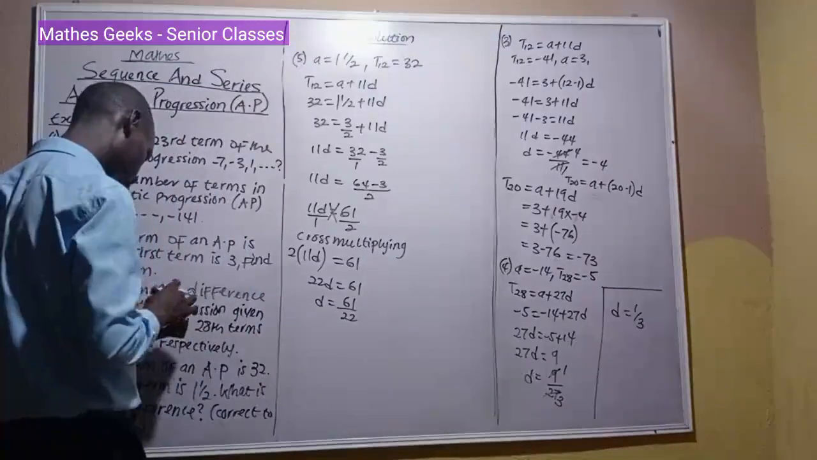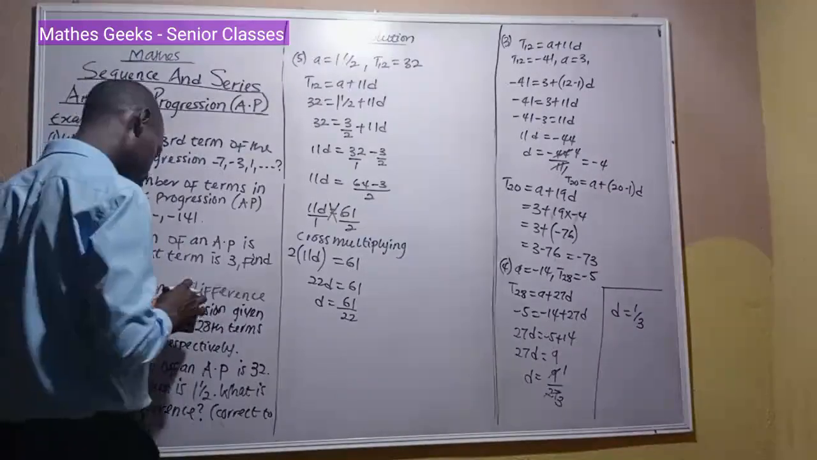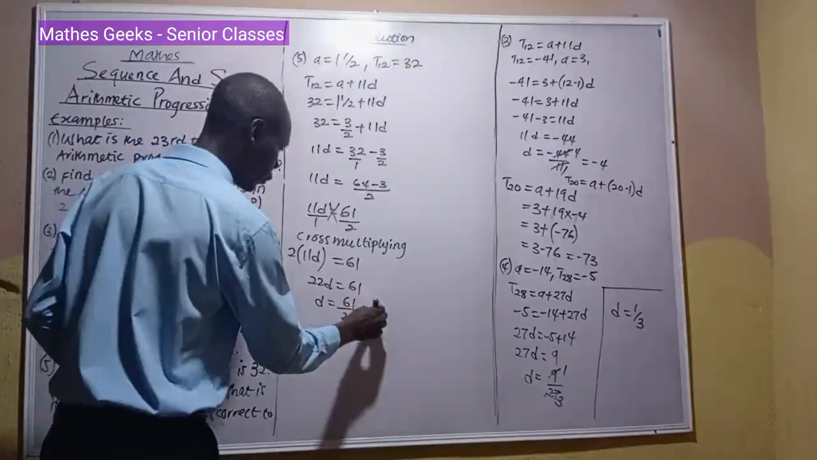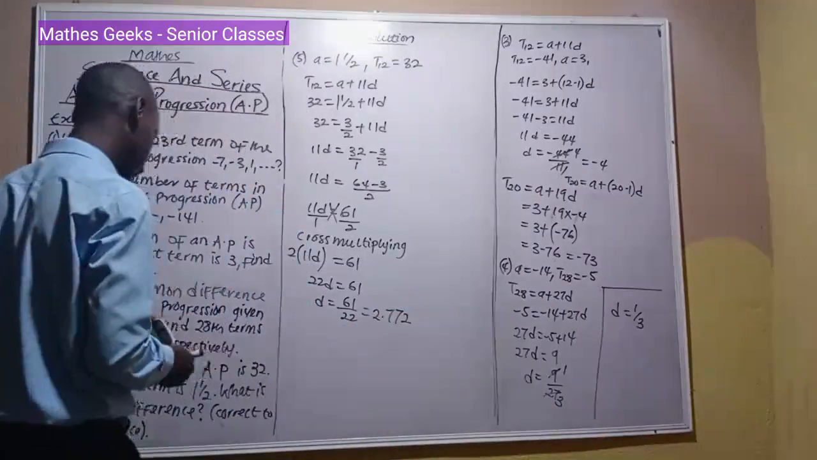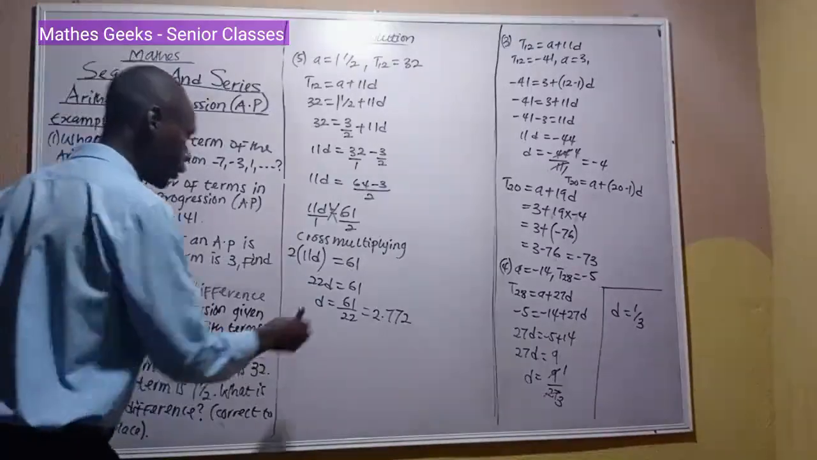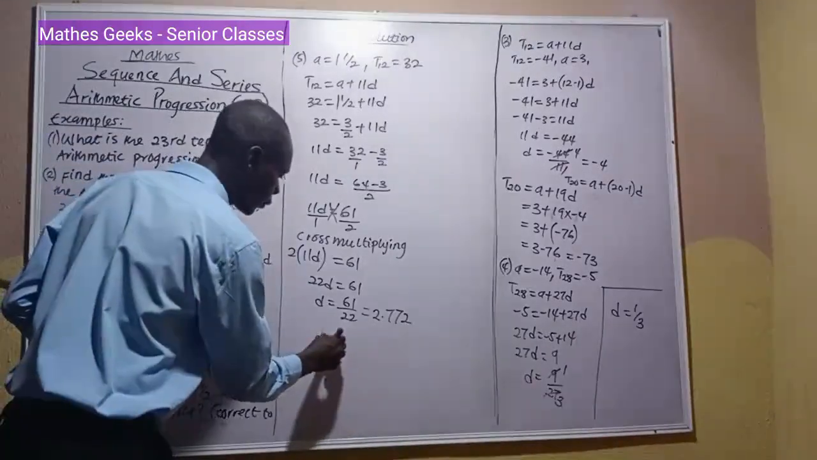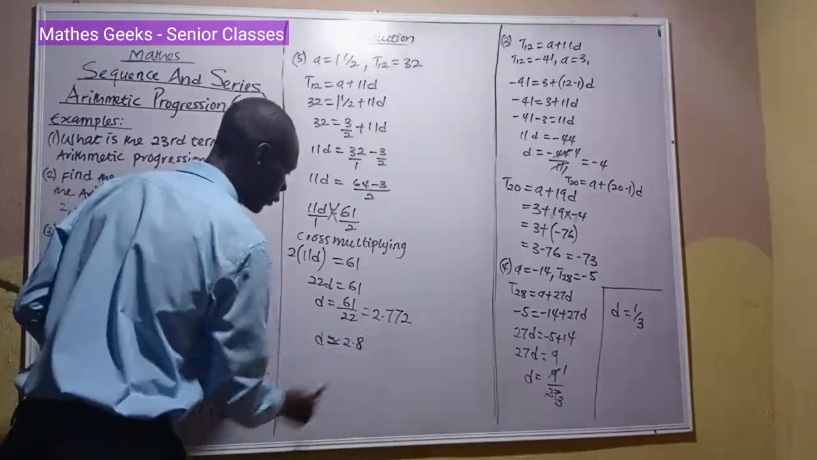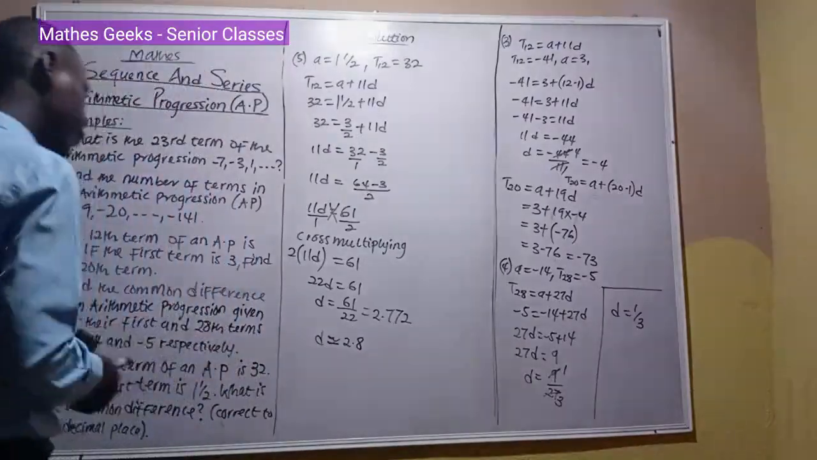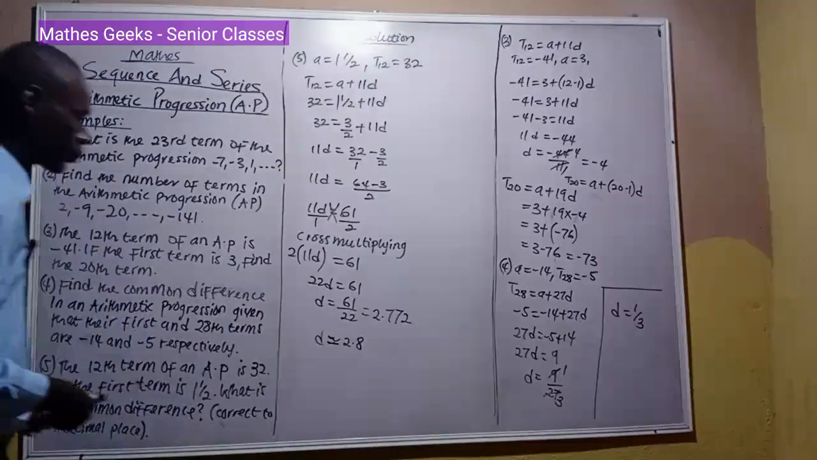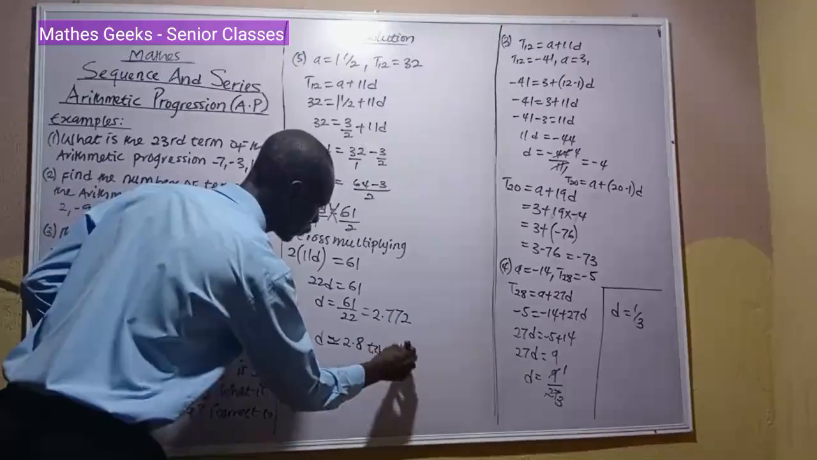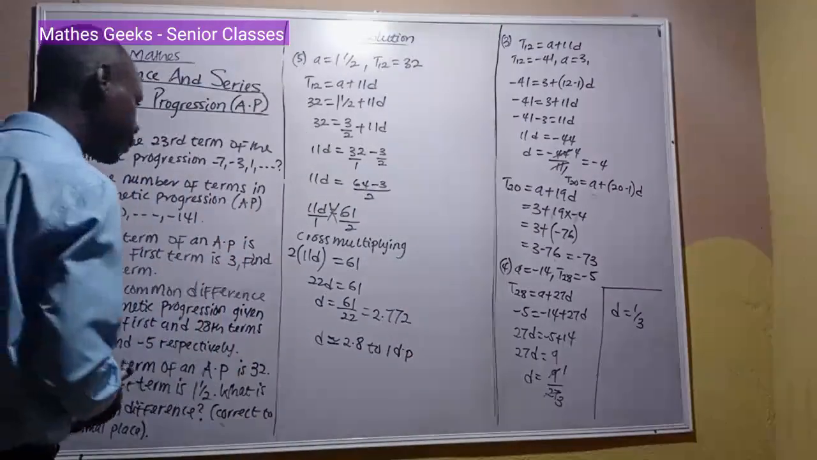So 63 divided by 22 will give us 2.863. The question says we should correct our answer to one decimal place. So D is approximately 2.9, to one decimal place.